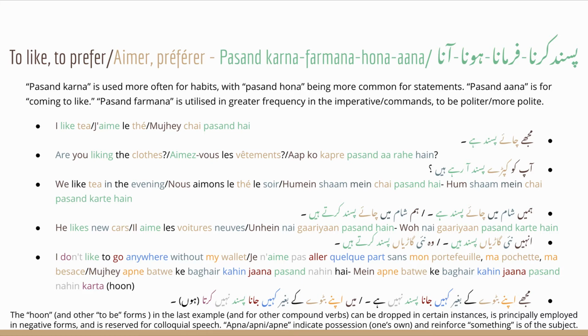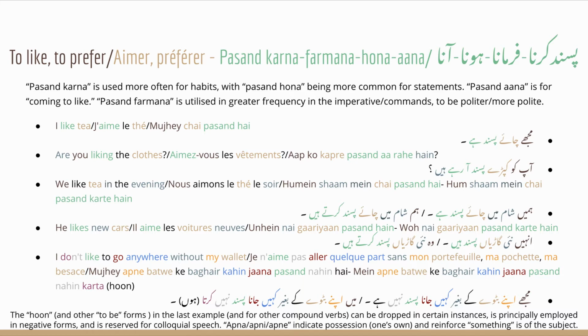Are you liking the clothes? Aapko kapde pasand aa rahe hain? So this is kind of like, are you coming to like the clothes? Pasand aana is used in that sense, as in if you didn't like something previously and you're coming to like it now, it's sort of used in that scenario. And again, in this situation, you have to use the object pronouns.